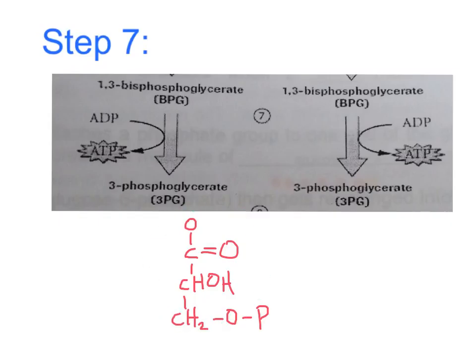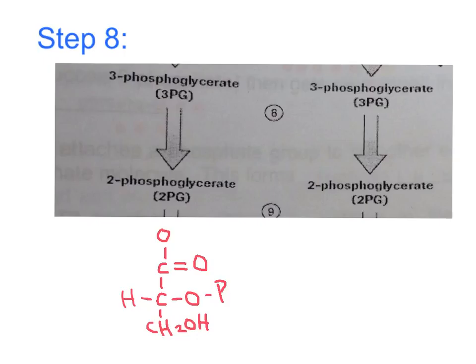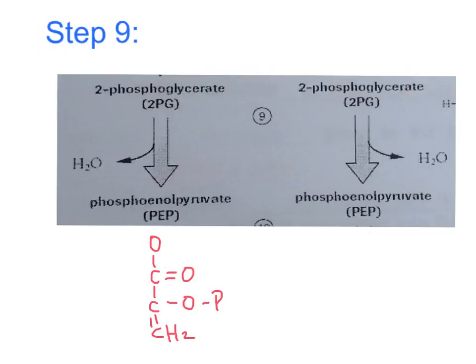With this formation of ATP, the energy investment is paid off. The molecule of 3PG then rearranges to its isomer of 2PG. 2PG then gives up one hydrogen ion and one hydroxide ion, which forms water. As a result of this, a PEP molecule is formed.